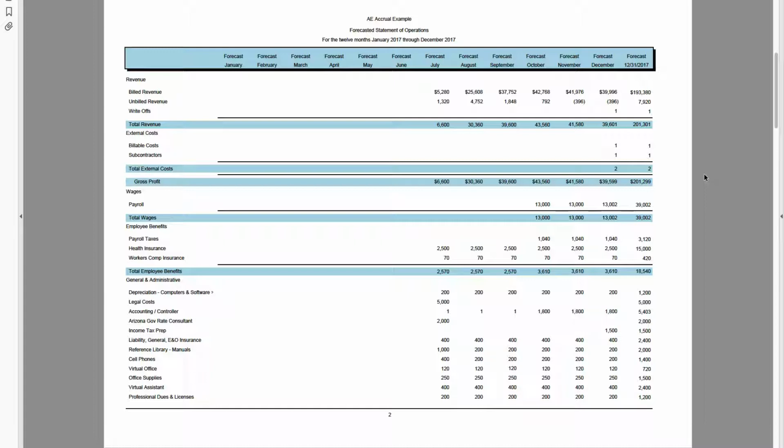This model is done on a full GAAP or accrual basis because that provides a very clear picture of the actual financial performance of the company each month. So a couple examples. In July, we are recognizing $6,600 worth of revenue, and that's a combination of we plan to bill clients for $5,200, and we're going to have time charges for another $1,300 that will go into work in progress at month end. That is, will be billed to the client in the following month.